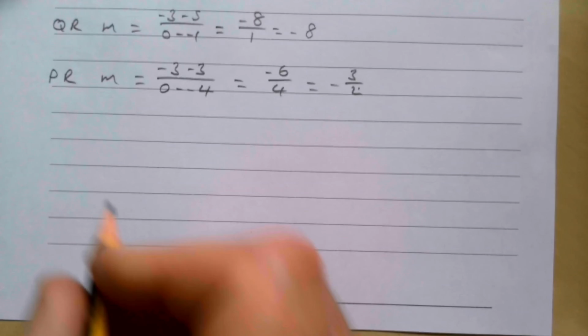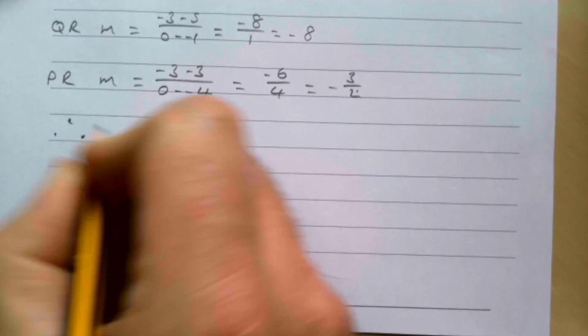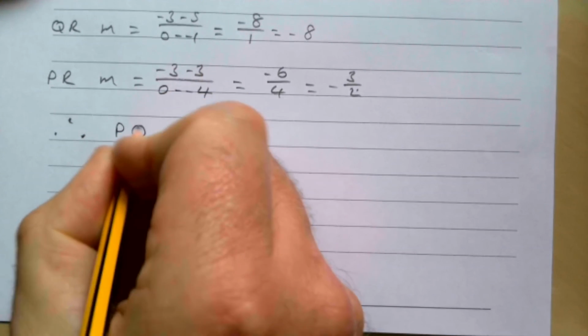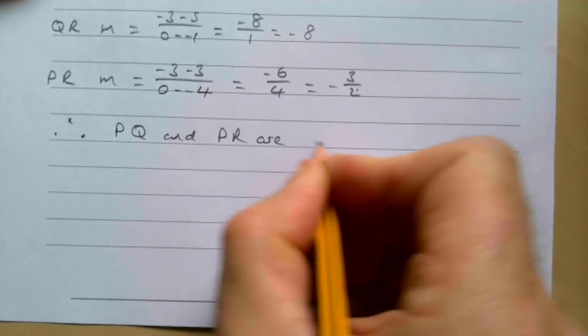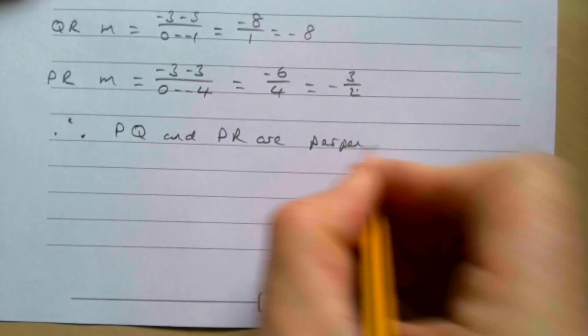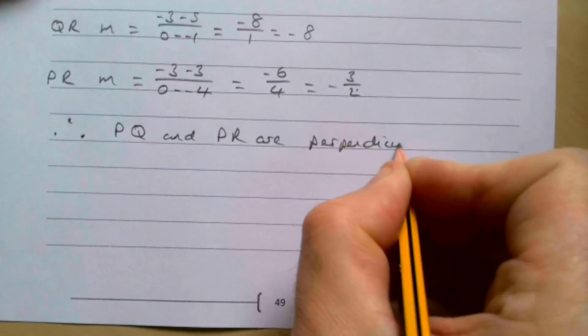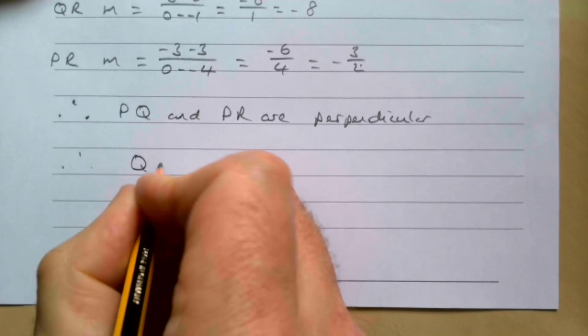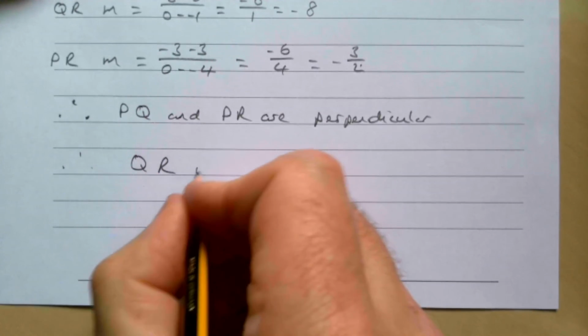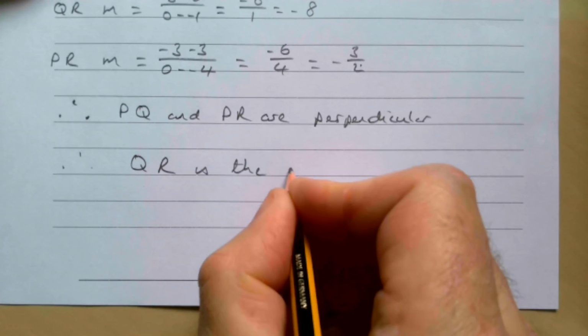Let's just take that down in a wee statement so we have an answer. PQ and PR are perpendicular. Therefore, QR is the hypotenuse.